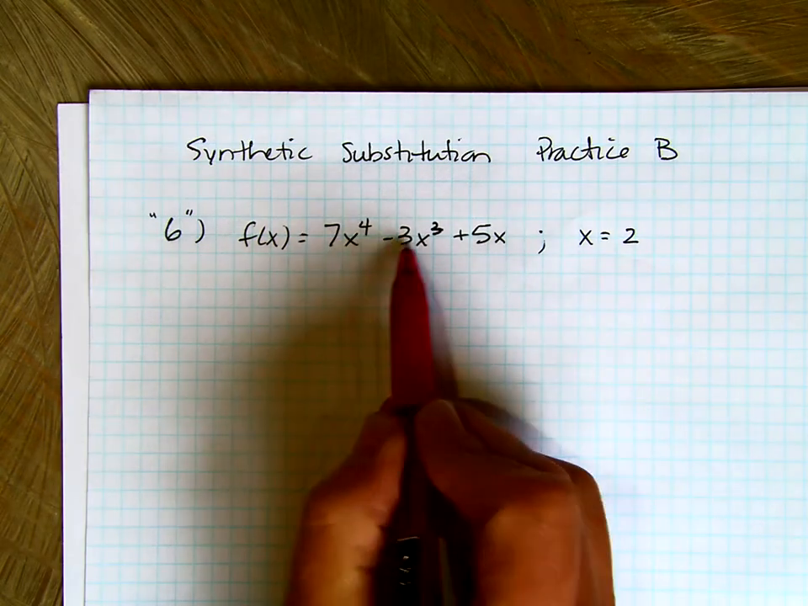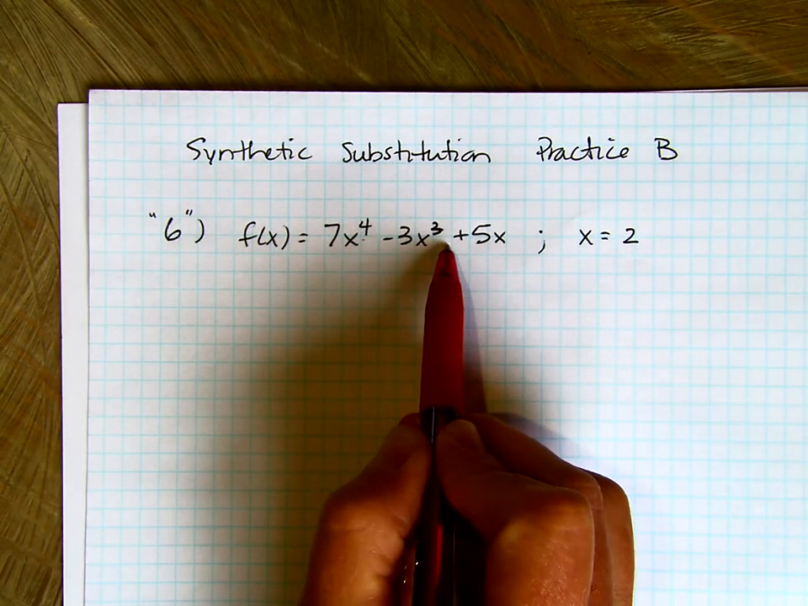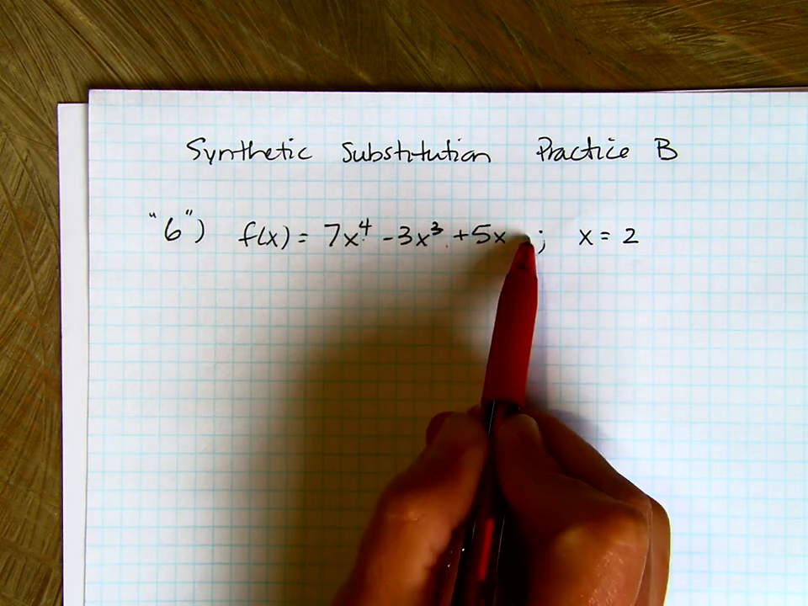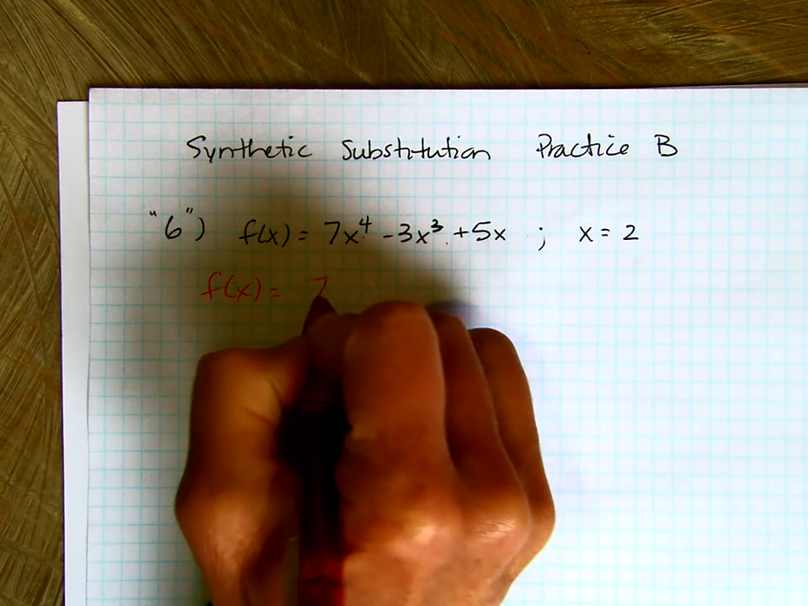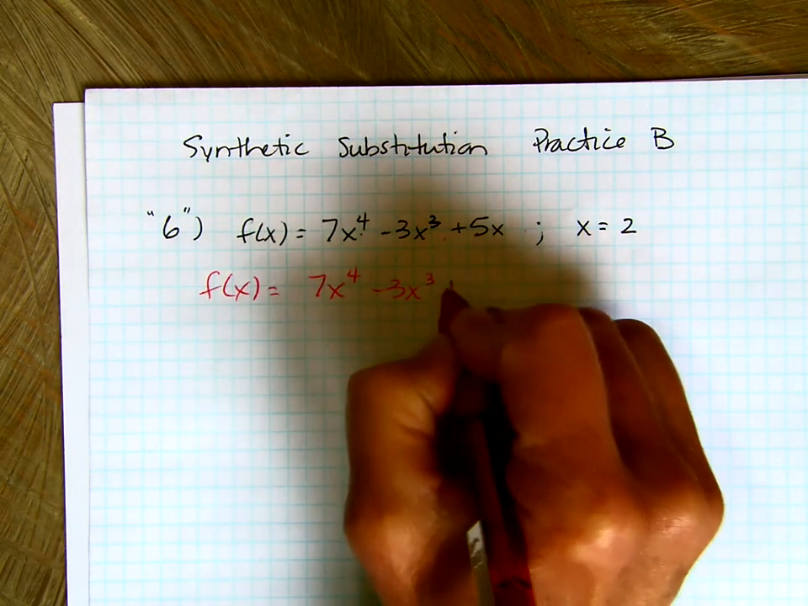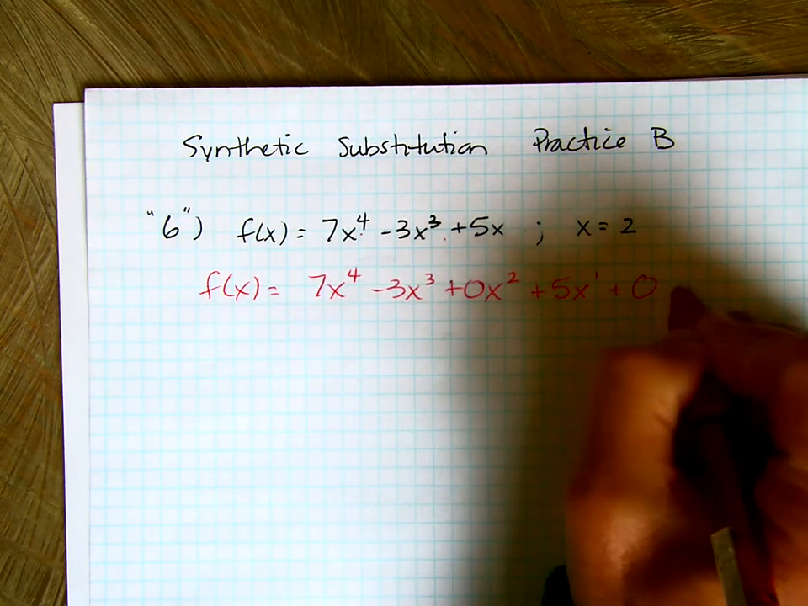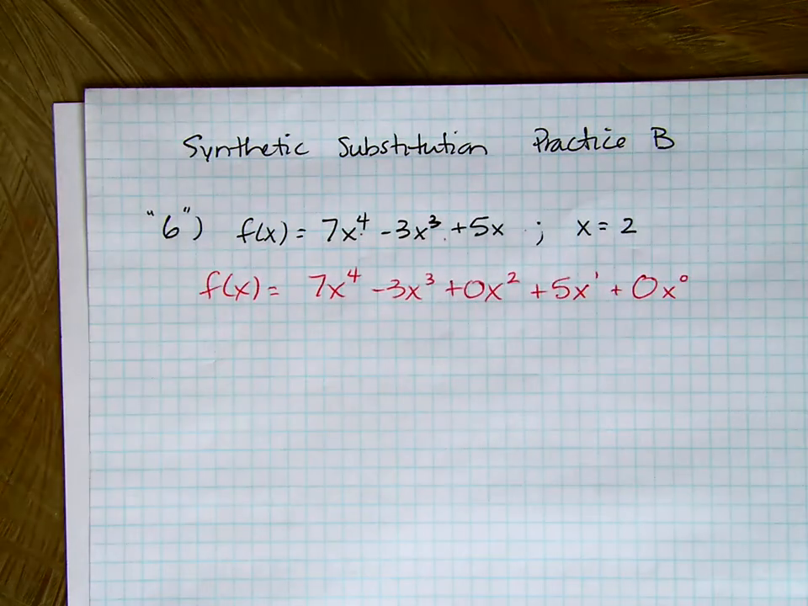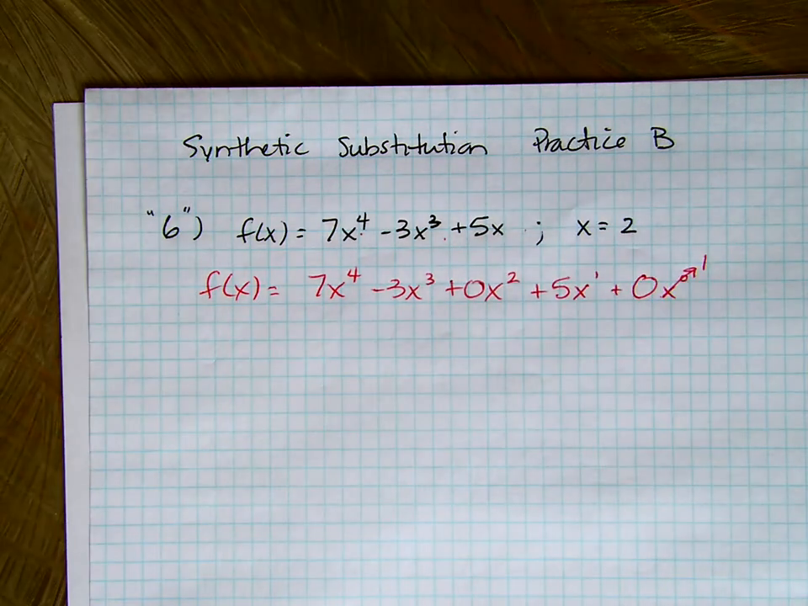So here's the funky thing about this. Notice I have an x to the fourth and x to the third, but I don't have an x squared and I don't have a constant. So the first thing I'm going to do is fill in all the blanks. That's a 7x to the fourth. That's a 3x cubed. I don't have a squared. I do have an x to the first. And just for measure, I'm going to show you that's a 0x to the 0, right? That's just a 1, which is why we don't write it.